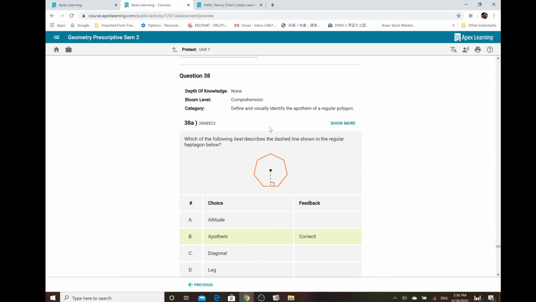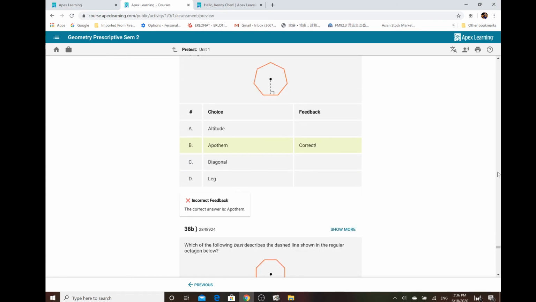Which of the following best describes the dashed line shown in the regular heptagon below? So from the center of the polygon to the midpoint of the bottom base. Anytime you see a dashed line segment like this, it is called an apothem. Again, the definition of apothem is from the center of the polygon to the midpoint of the given base of a polygon. So it's called an apothem.